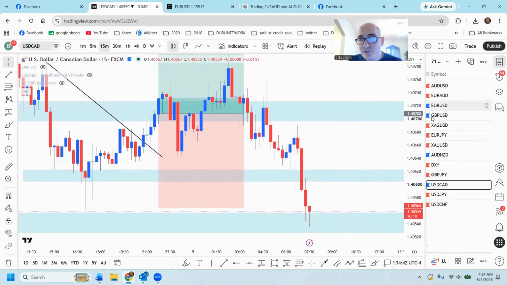So I just showed you how I use the DXY to filter out the trades when I'm getting mixed signals on a specific pair, in this case, the dollar. And I just showed you the proof in this example of how that actually plays out in real time.